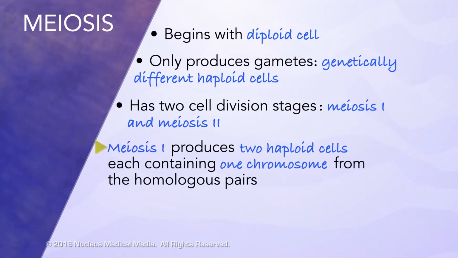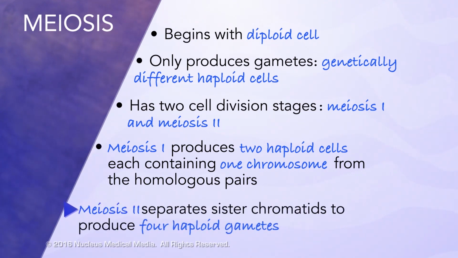During meiosis I, homologous chromosomes separate to produce two haploid cells, each containing chromosomes in the form of paired sister chromatids. In meiosis II, the sister chromatids separate in both cells, becoming individual chromosomes. Cytokinesis of these cells produces 4 genetically different haploid gametes.